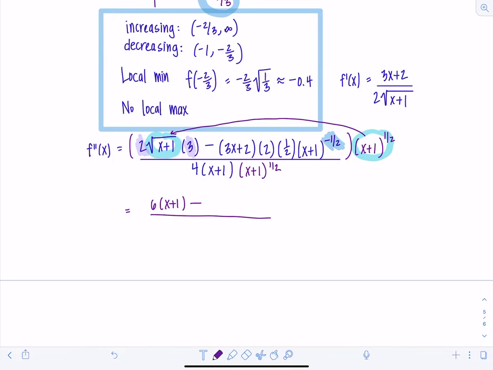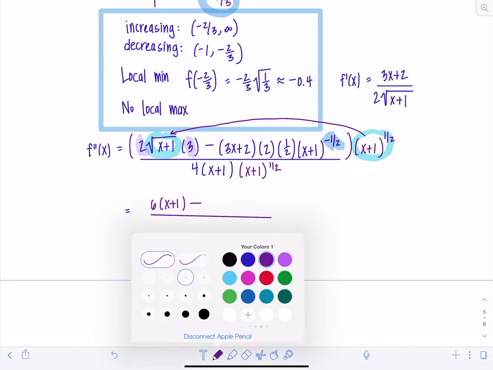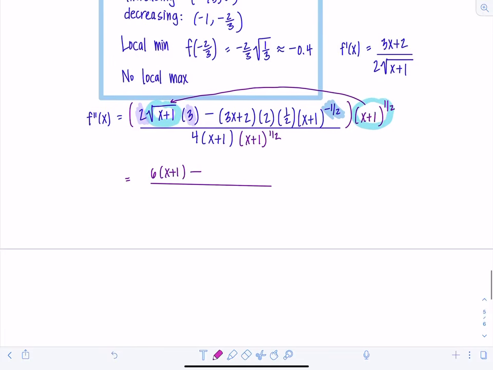Don't forget your parentheses. So far, so good. Minus, and then let's see what else is going on in the numerator. We actually have a bit of a cancel party. So 2 and 1/2 cancel. And then now x plus 1 to the negative 1/2 is going to cancel with x plus 1 to the positive 1/2. So all I'm left with is 3x plus 2. Just don't forget your parentheses. So the numerator is looking a lot better already.